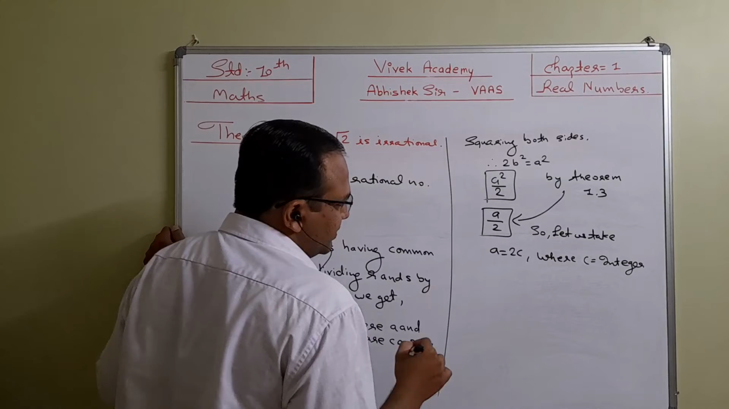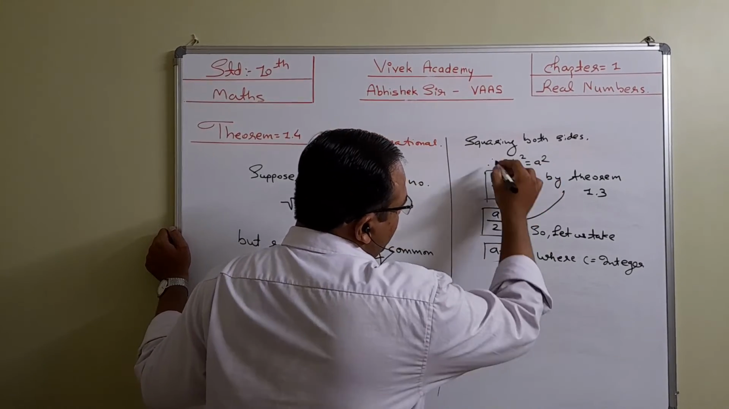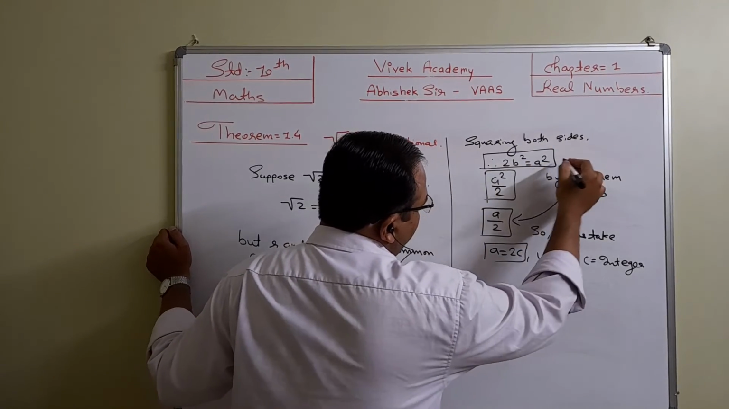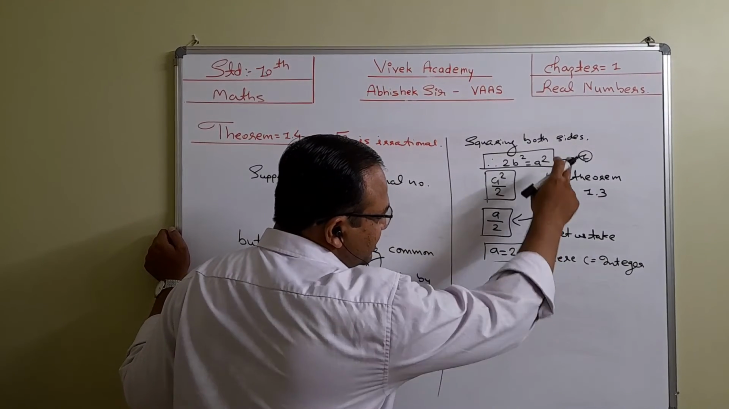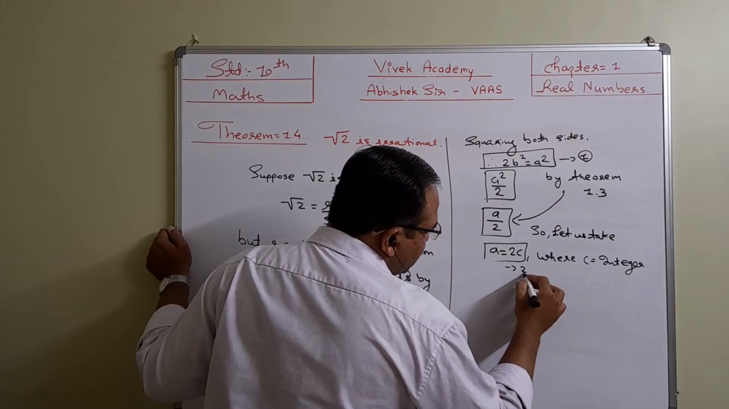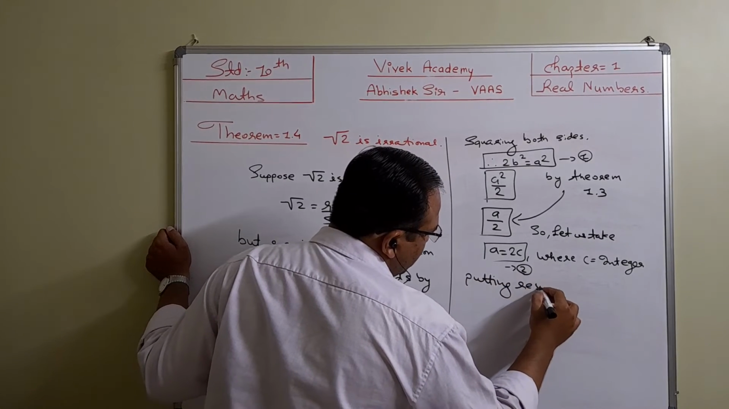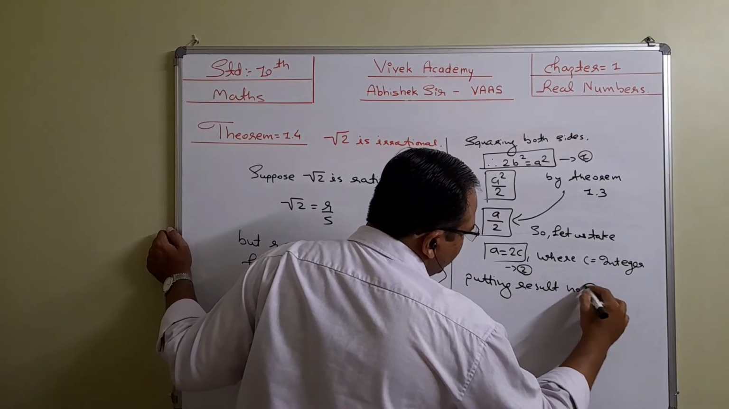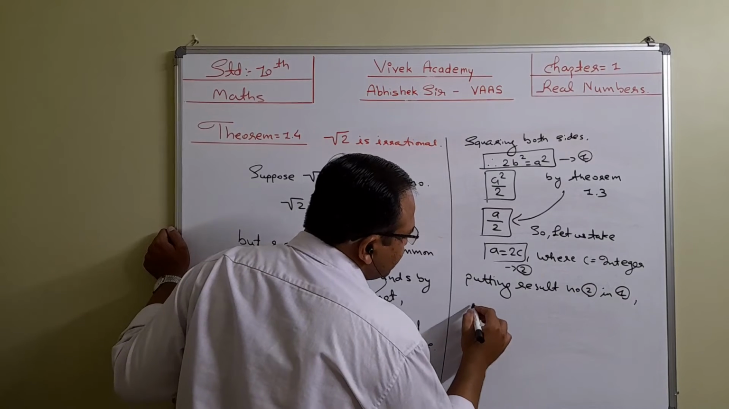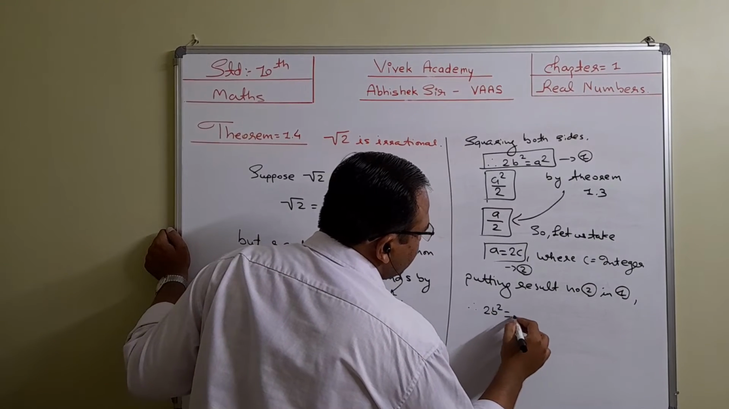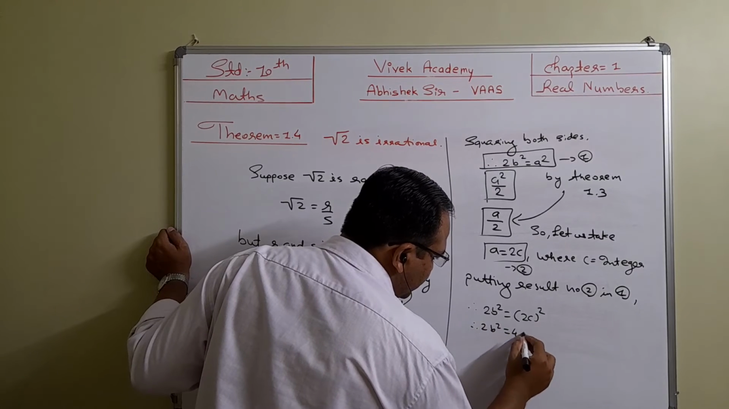Now if we put a is equal to 2c here, you can call this result 2b square is equal to a square as result number 1, and a is equal to 2c as result number 2. Putting result number 2 in 1, what will we get? 2b square is equal to 2c whole square. So 2b square is equal to 4c square.